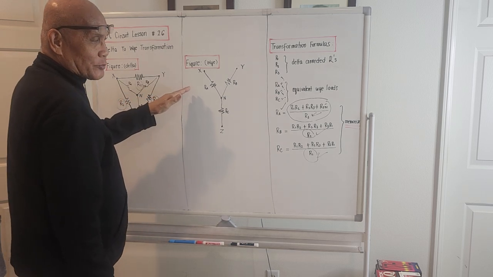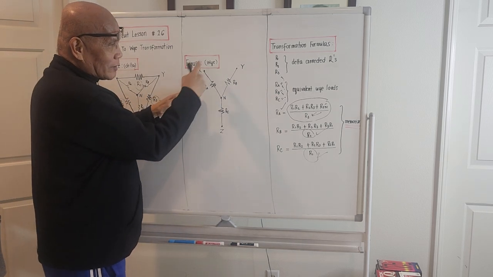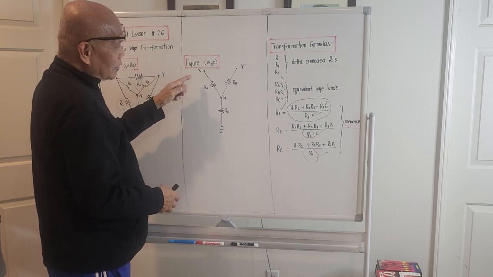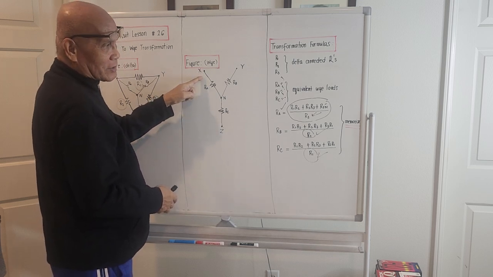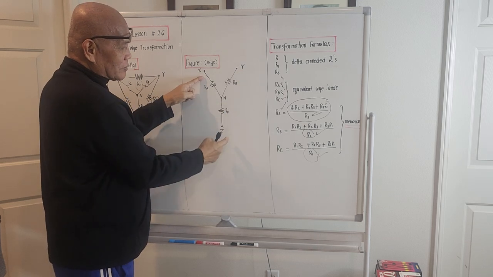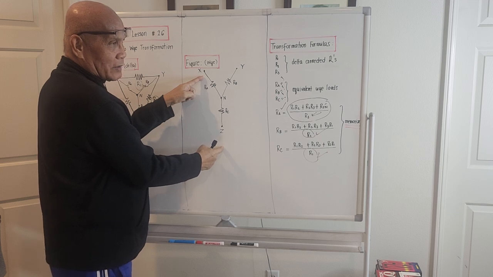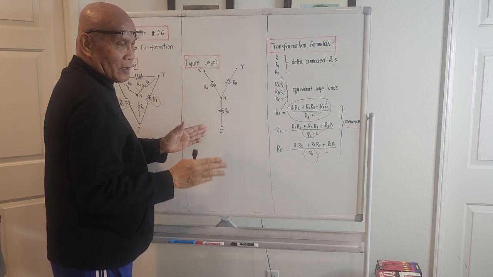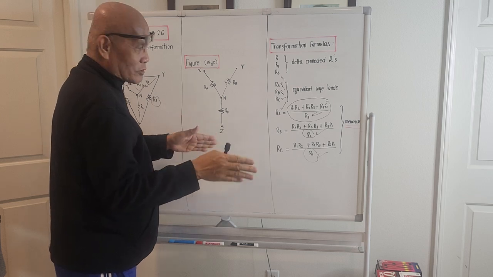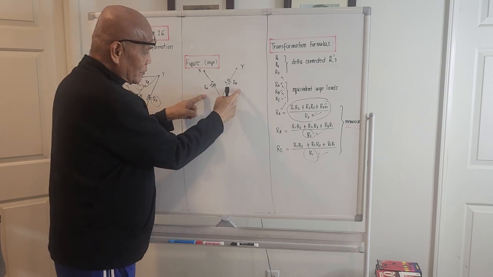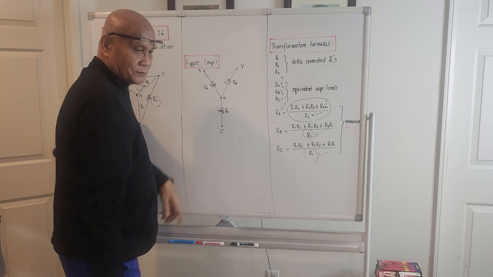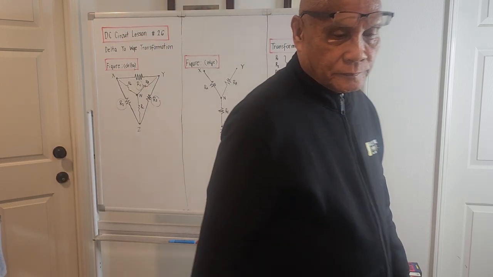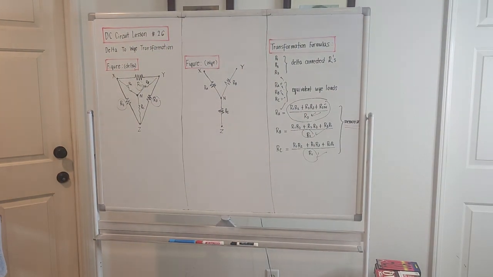And for the next figure, this will be the equivalent Y load. So still we maintain junctions X, Y, and Z. And represented here are the so-called Y equivalents. And the Y equivalent loads are actually R sub A, R sub B, and R sub C. Okay.